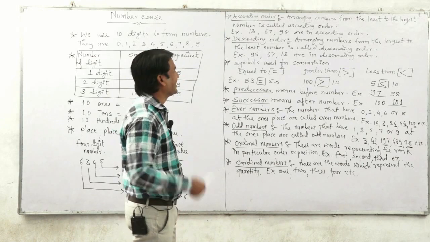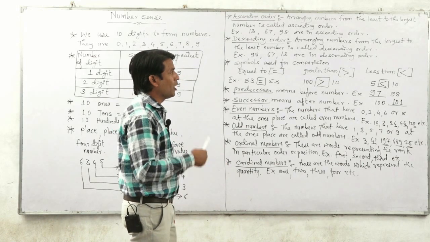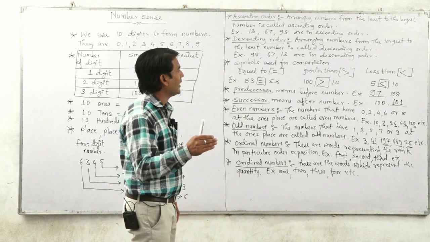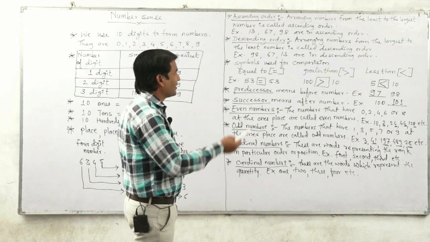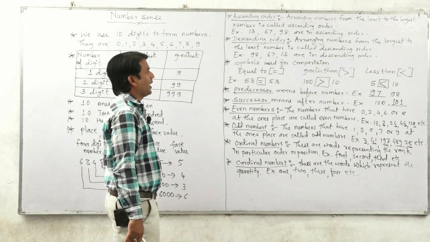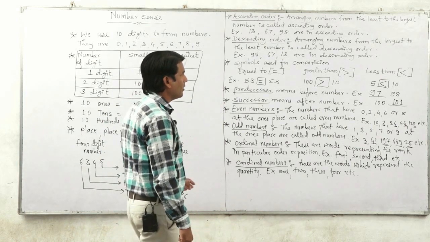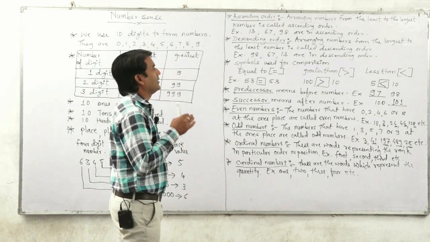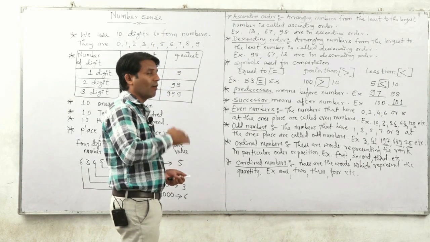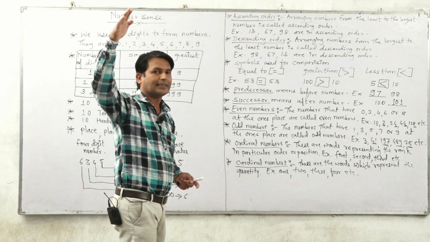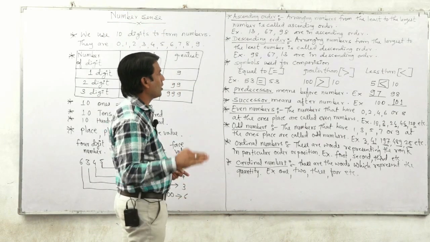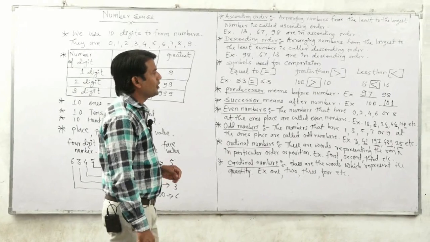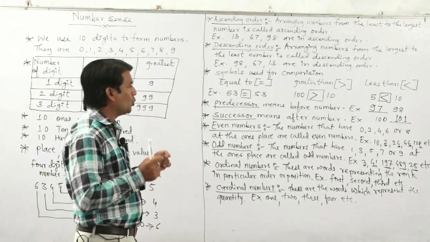Then what is meant by descending order? Arranging numbers from the largest to the least number is known as descending order. Again, some numbers are arranged here in descending order: 98, 67 and 13. Simply we can say ascending order means increasing order and descending order means decreasing order.